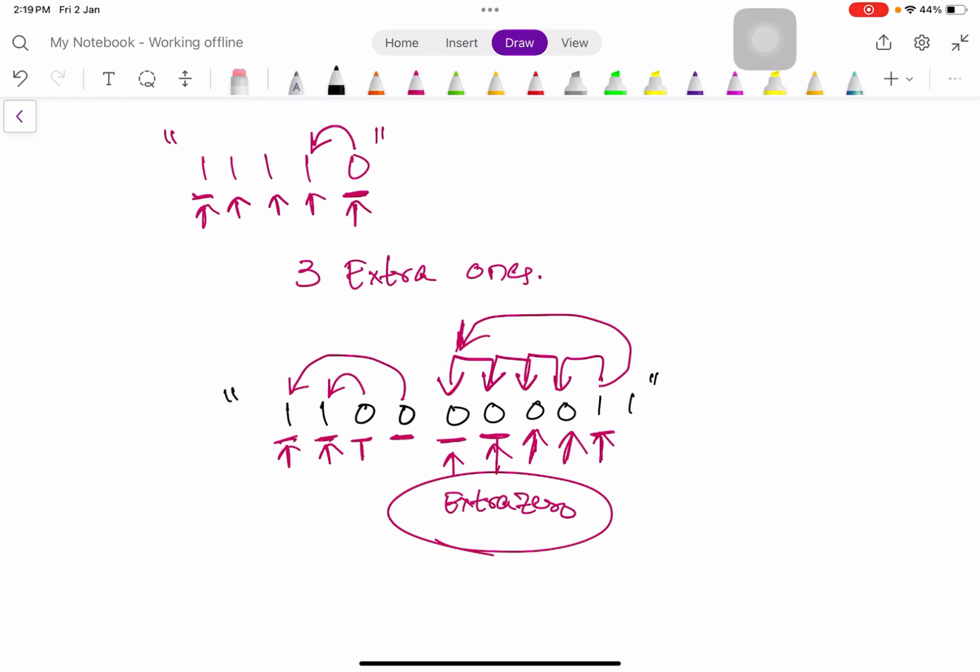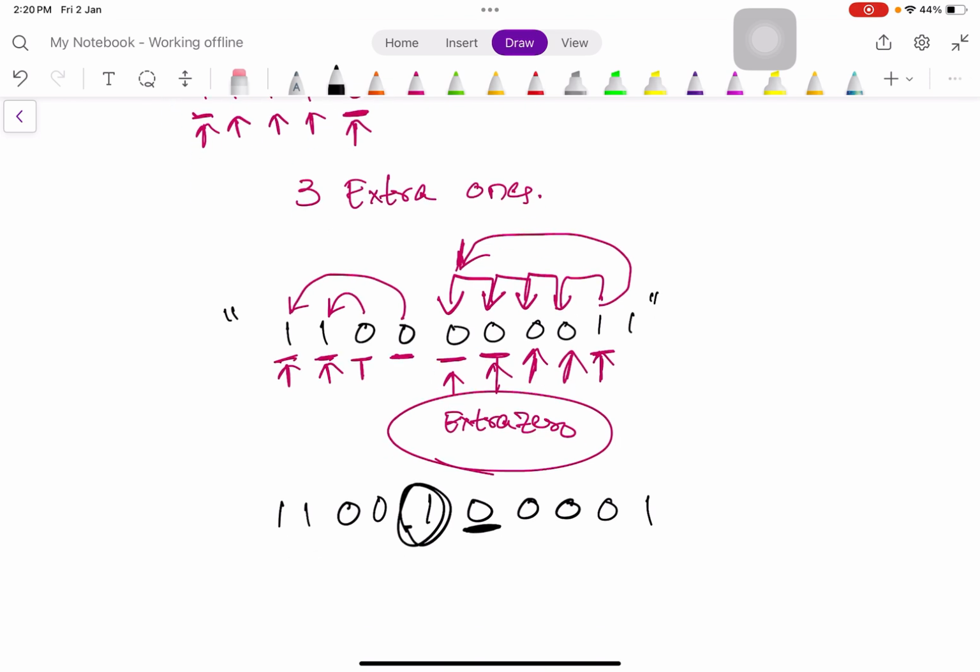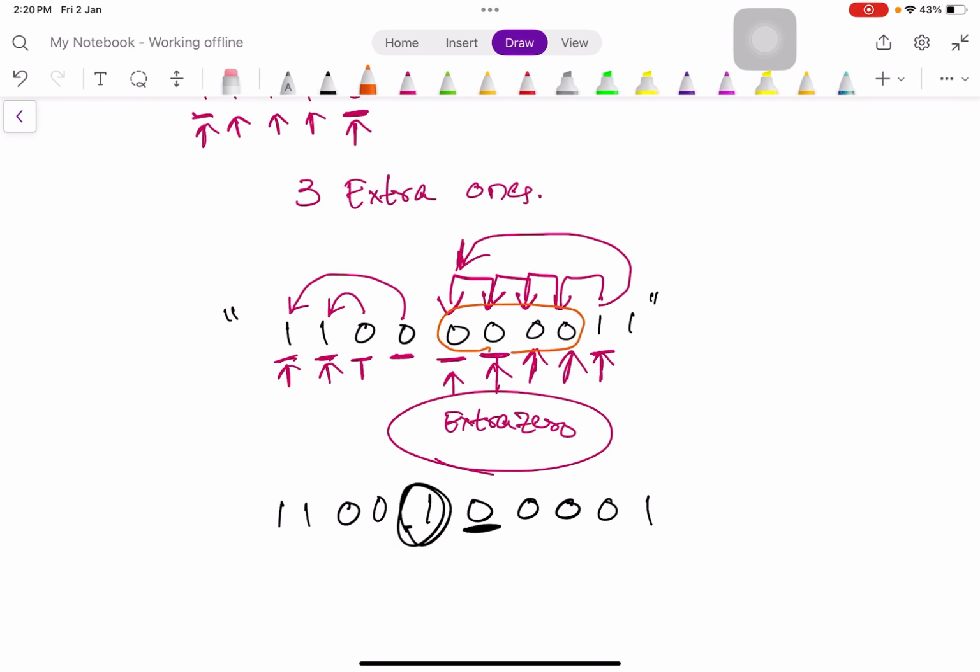How? Like this. We'll have 1 1 0 0. After that we have a 1 over here, 0, 0, 0, 0, 1. So this 1 balances out this 0, right? And that's how we are performing this balancing operation. How many swaps did we perform here? The number of swaps is equivalent to the number of extra zeros that we were having.